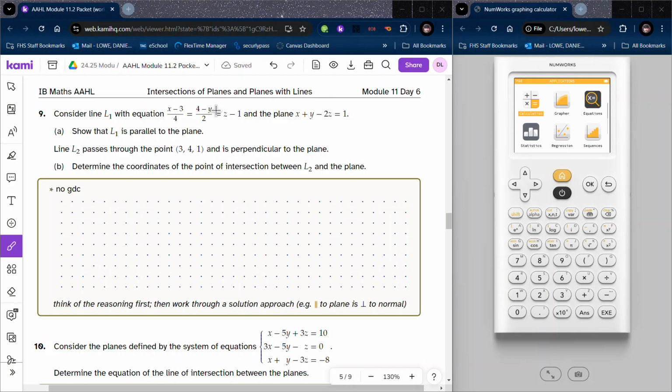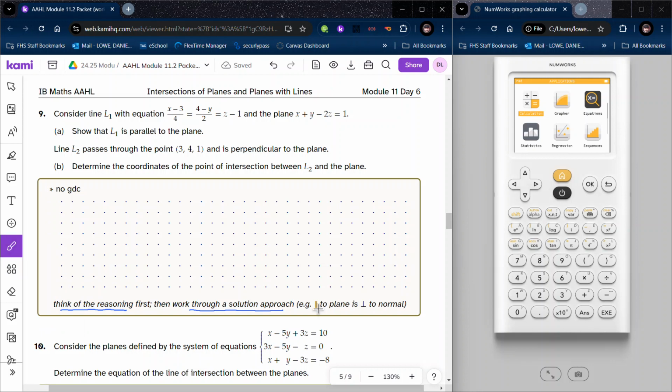We'll wrap up our last couple of examples discussing the intersections of planes and intersections of planes with lines. So one more example of each. Let's say that we have a line with this equation and we have a plane with that equation. If we want to show that L1 is parallel to the plane, we have to think about what's happening. Always think of the reasoning first, then work through a solution approach.